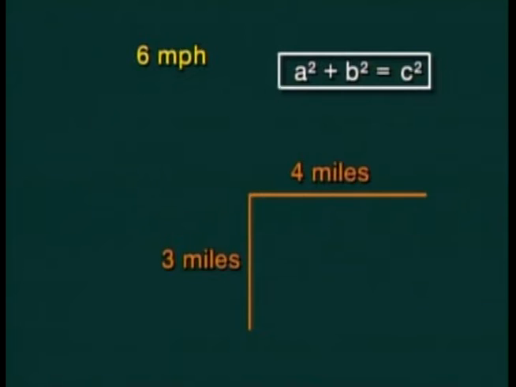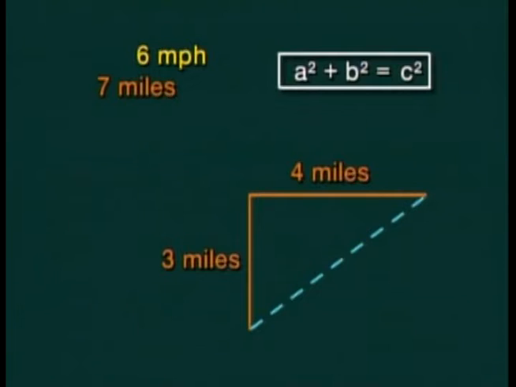To solve this problem, we'll first have to find the distance of each route. The first route is 3 miles plus 4 miles. That's 7 miles. The shortest route between the starting and finishing points is a straight line, like this. We don't know the length of this line, but maybe we can find it. This looks like a right triangle.